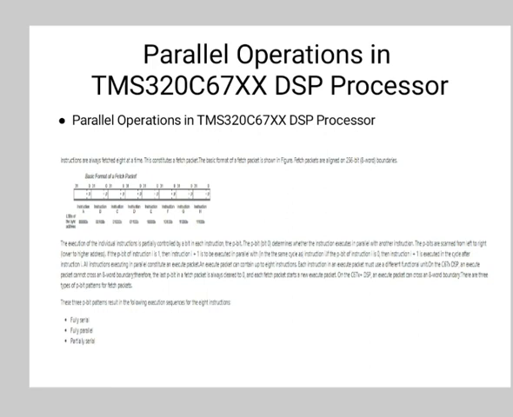The P bit 0 determines whether the instruction executes in parallel with another instruction. The P bits are scanned from left to right, that is lower to higher address. If the P bit of the instruction I is 1, then the instruction I plus 1 is to be executed in parallel with, in the same cycle as, the instruction I. If the P bit of the instruction I is 0, then the instruction I plus 1 is executed in the cycle after the instruction I.